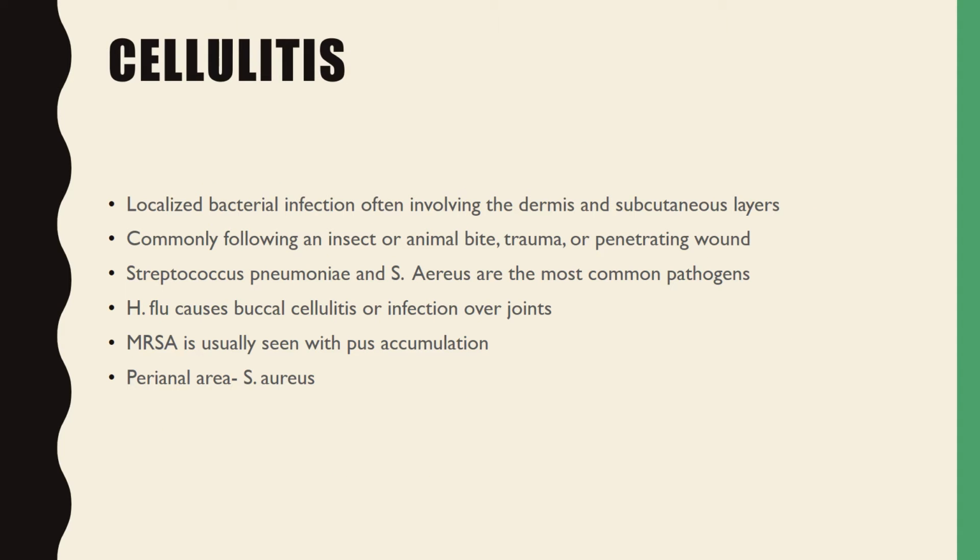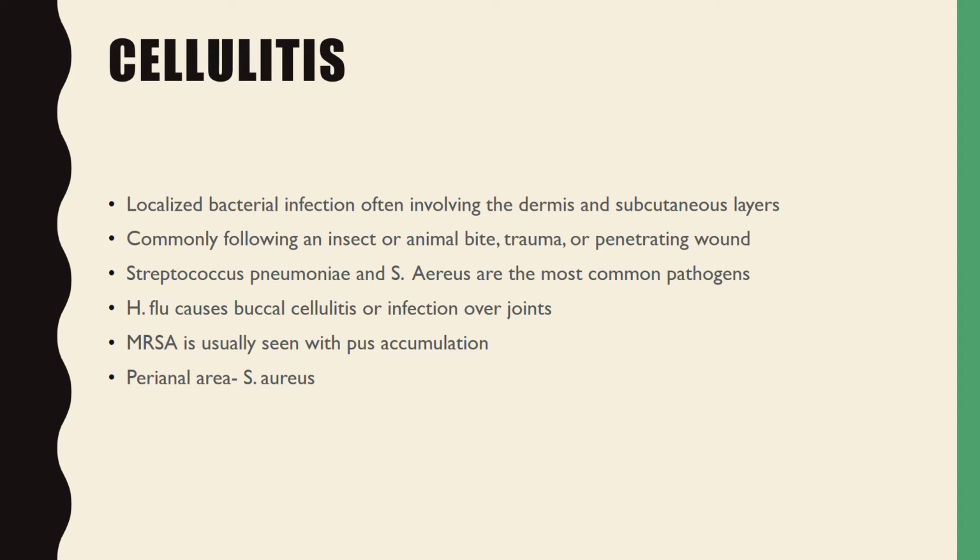Next, we're going to talk about cellulitis. Cellulitis is a localized bacterial infection, often involving the dermis and subcutaneous layers. It commonly follows an insect bite or animal bite, trauma, or some kind of penetrating wound. The common pathogens are Streptococcus pneumoniae, S. aureus, and they're the most common.